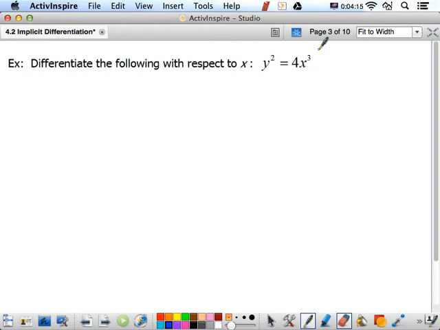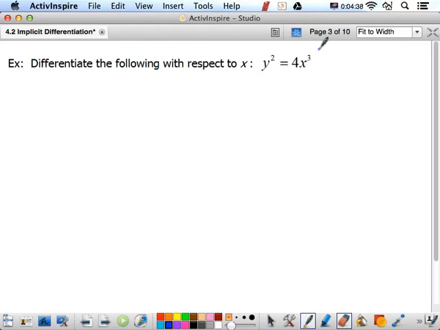For our second example, we want to differentiate the following with respect to x. And for now, I'll leave it with respect to x, just so you can get your feet under you. But I could say with respect to anything. If I said with respect to y, the x's would get the primes, and the y's wouldn't. But for now, we'll stick with x's so that it doesn't confuse you.